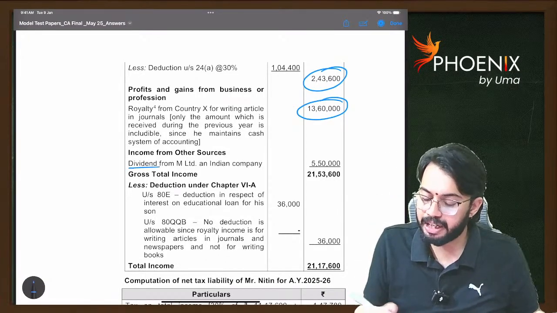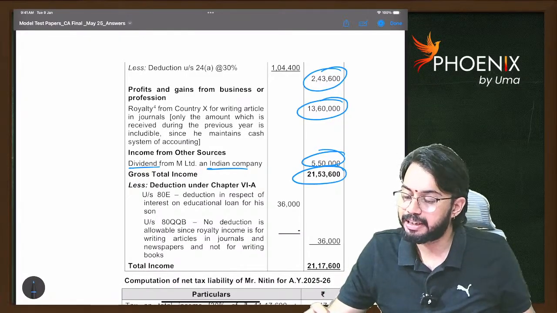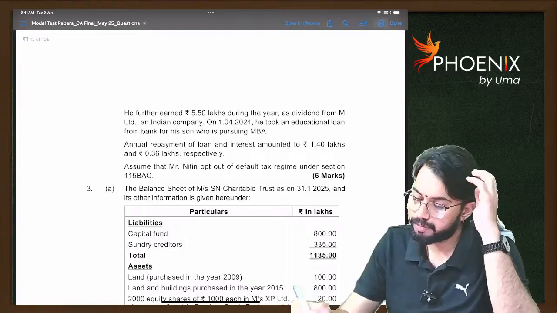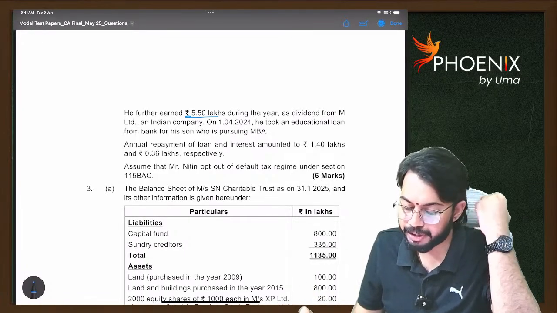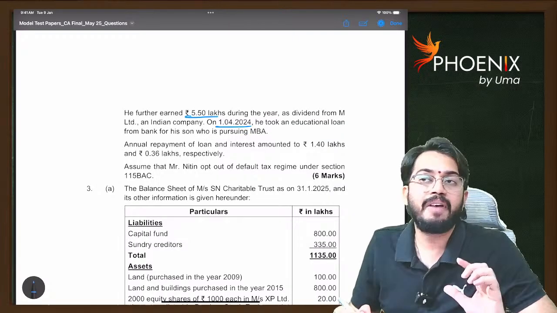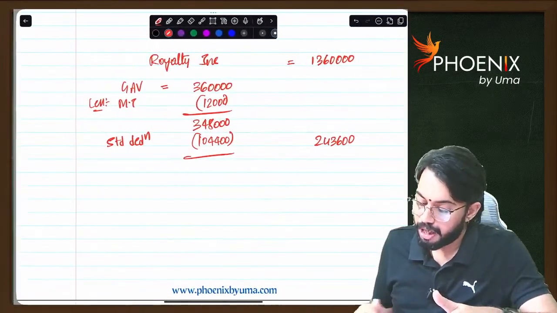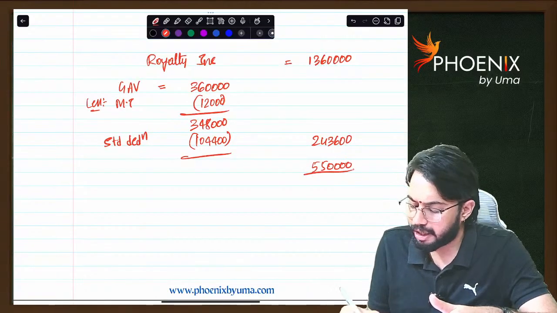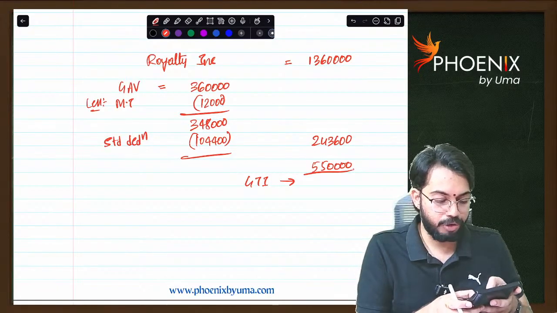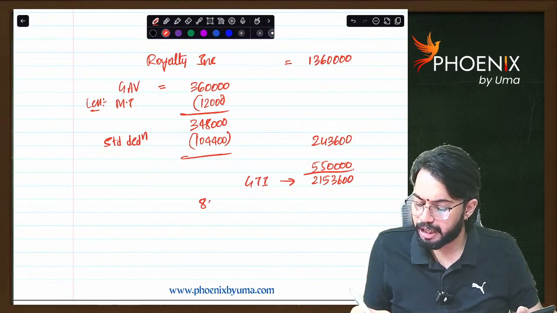So 2,43,600, 13,60,000, and he is also having dividend from Indian company 5,50,000. So total income is 21,53,600. Okay. So how much is dividend income that he is having? He is having dividend income of 5,50,000. On 1st April 2024, he took an education loan for his son. See, whenever education loan is taken, interest on education loan is allowed as deduction under section 80E.